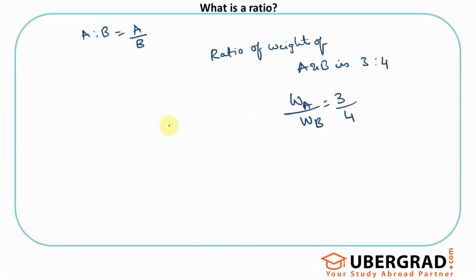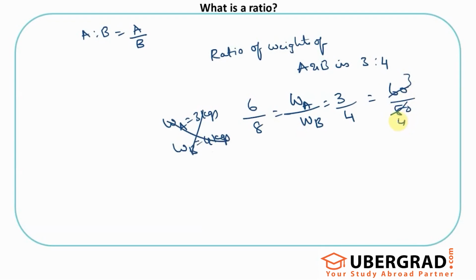That does not mean weight of A is 3 kgs and weight of B is 4 kgs. This is a wrong interpretation. This is one of the possible interpretations, I agree. This could also be weight of A could be 6, then weight of B has to be 8. Or it could be 60 and 80. It's 3s or 4s, or simplify it. The ratio is generally given as simplified version. Maybe I can also talk about the ratio of weights of A and B as 6:8 as well.